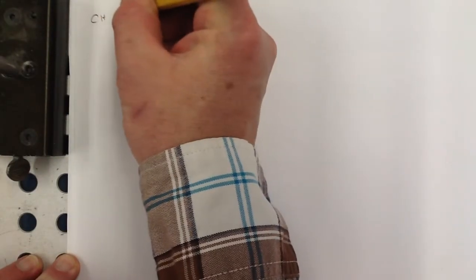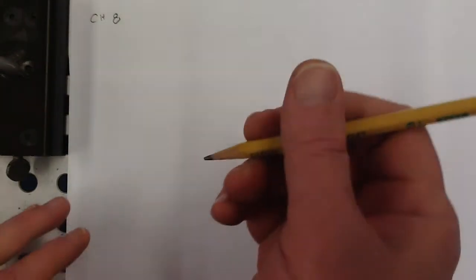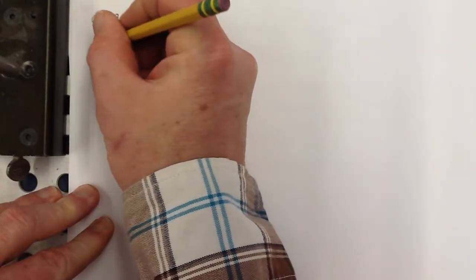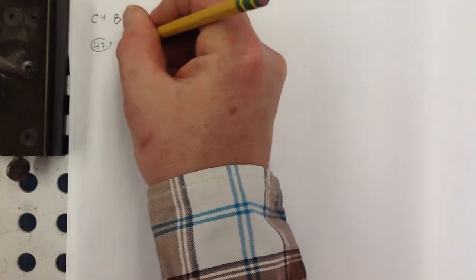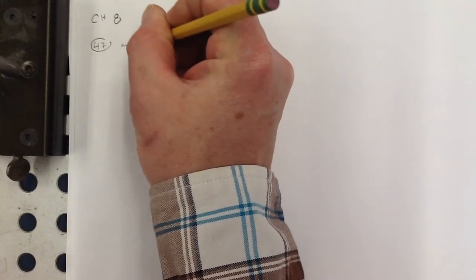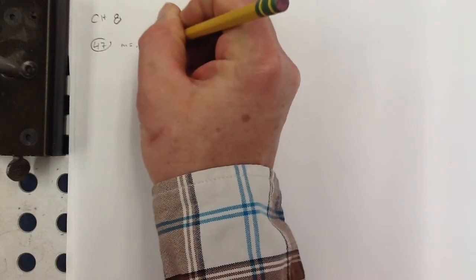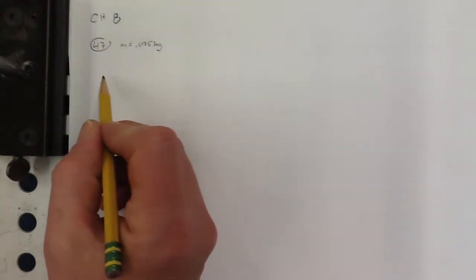Going to do some physics problems from chapter 8, starting with number 47. Thinking about conservation of energy kind of stuff. Let's see, we got a 75-gram frisbee is thrown from a point 1.1 meters above the ground with a speed of 12 meters per second.